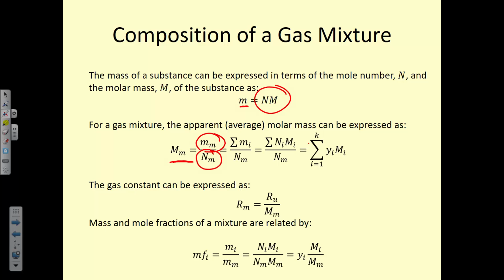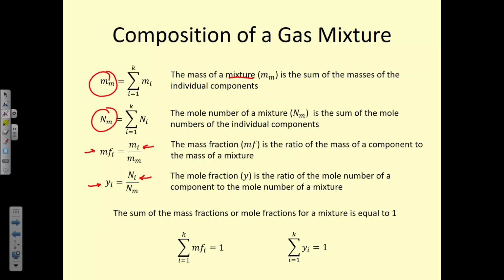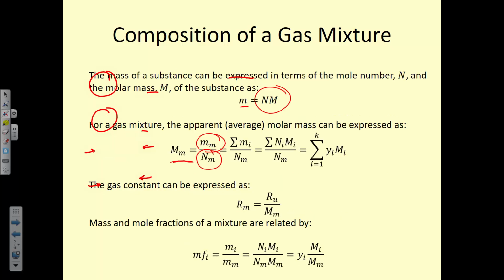So if you remember from previously, we determined that we can sum up the number of moles and the mass of each individual component. So this mass of the mixture is also equal to the sum of each individual component of the mixture, which we could also rewrite as the sum of the number of moles of each individual times the molar mass of that individual substance as well. So there's a lot of different ways to find the same answer.